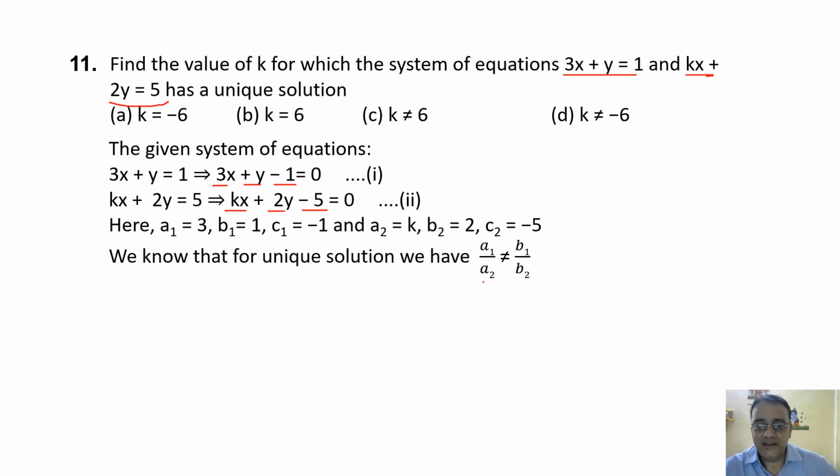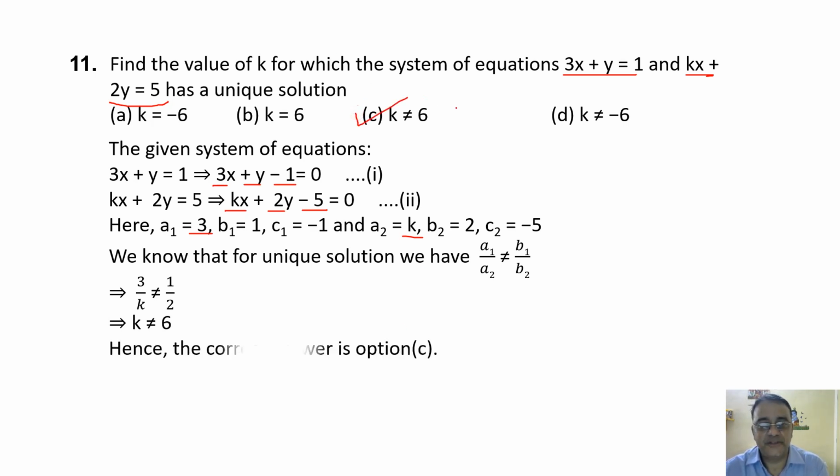So here, a1 upon a2. What is a1 upon a2? 3 by k. Right. b1 upon b2? 1 by 2. Very good. So 3 by k is not equal to 1 by 2. So what is the answer? k is not equal to 6. Very good. So which option is the correct one? Option C. Right.